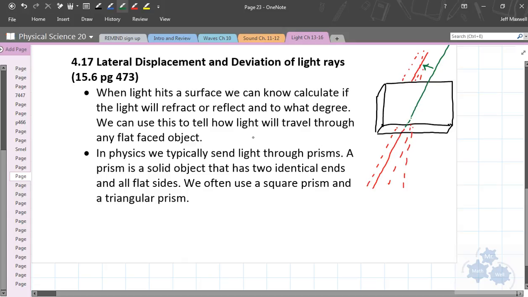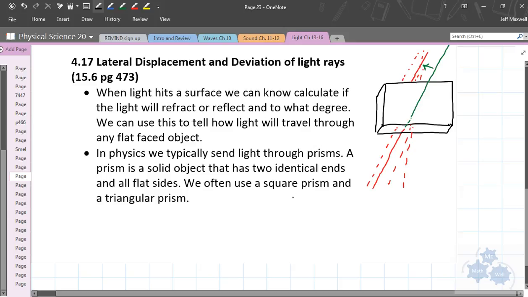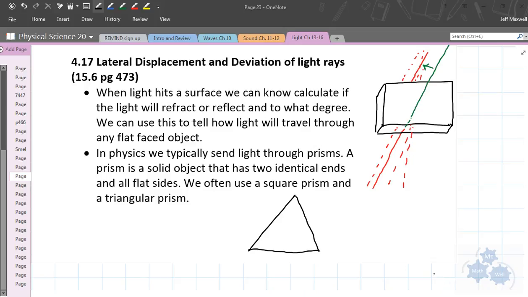In physics, we typically send light through prisms. A prism is a solid object that has two identical ends and all flat sides. We often use a square prism and a triangular prism. So this is a square prism. The other kind of prism that you would see would be a triangular prism. And I have one of these as well in my little lens package. But that's a triangular prism. Okay?